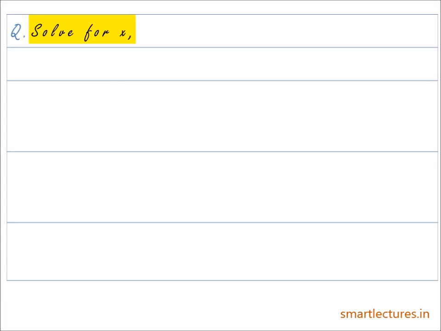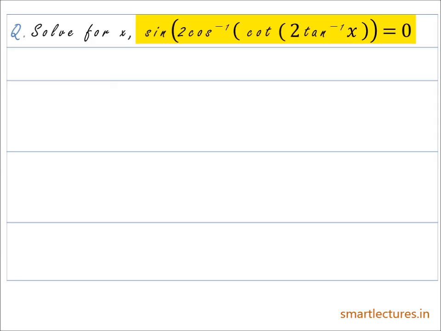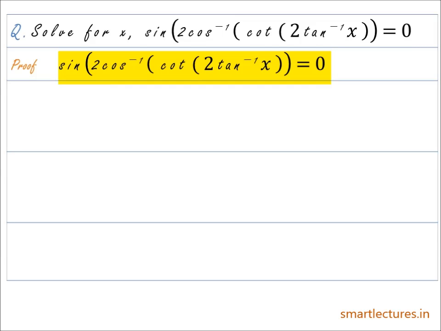Now let's solve one more question. Find the value of x for which sine of 2 cos inverse cotangent of 2 tan inverse x is equal to 0. Now in this question, we are given that sine of 2 cos inverse cotangent of 2 tan inverse x is equal to 0.